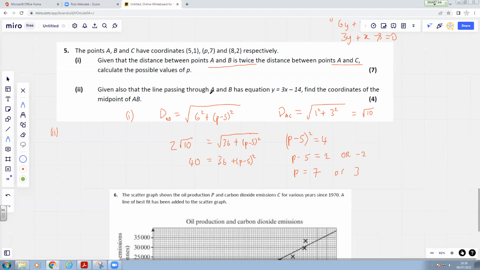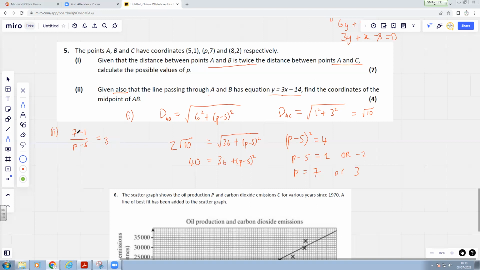Okay, given also that the line passing through A and B has this equation, find the coordinates. Oh, given also, so we can use P as 7 or 3, which is interesting. The line passing through AB has that equation. Right, let's actually work with that. What they're telling me there is that the gradient of AB is 3. And the way I work out the gradient is by doing 7 minus 1 over P minus 5 equals 3.